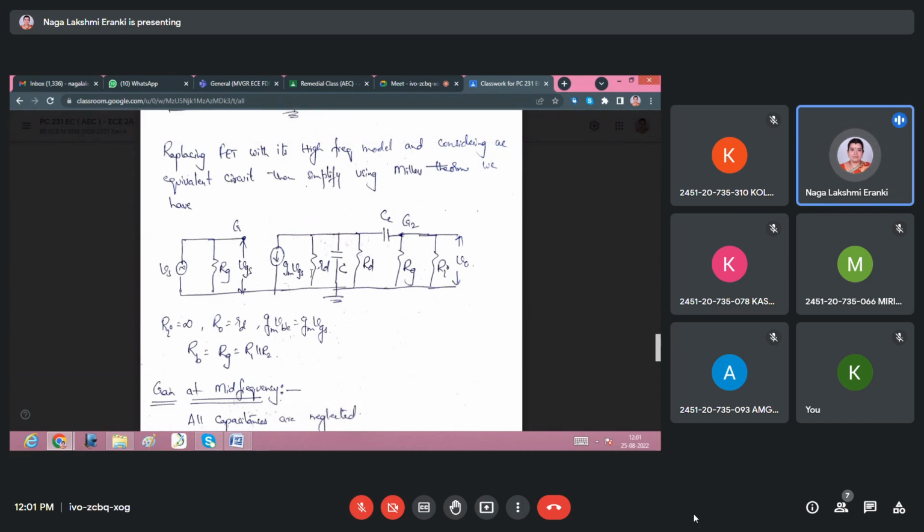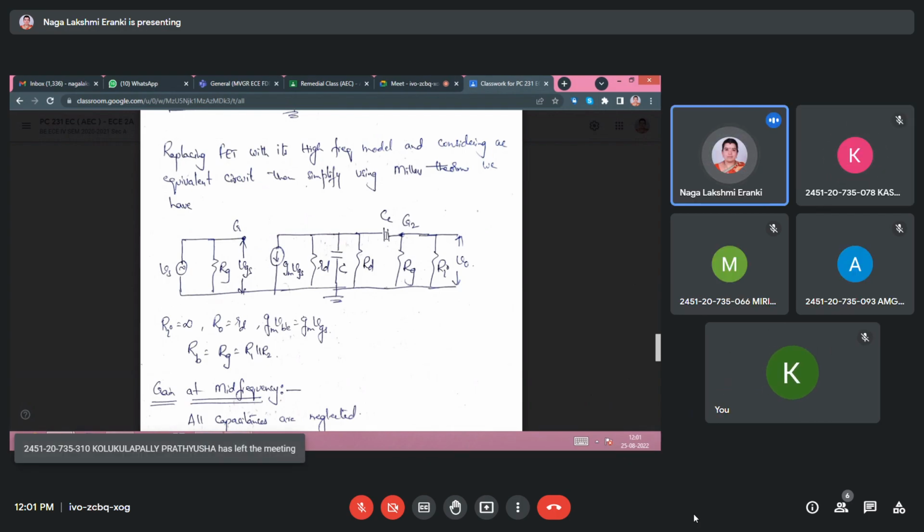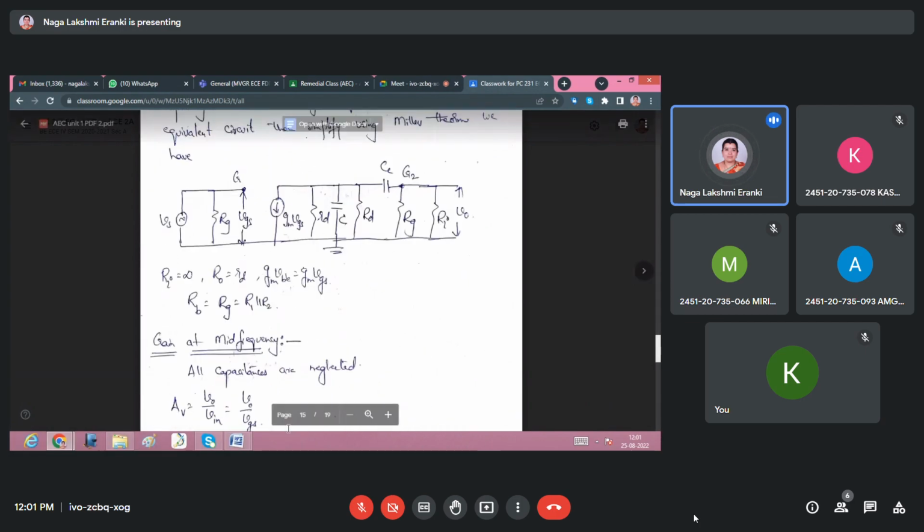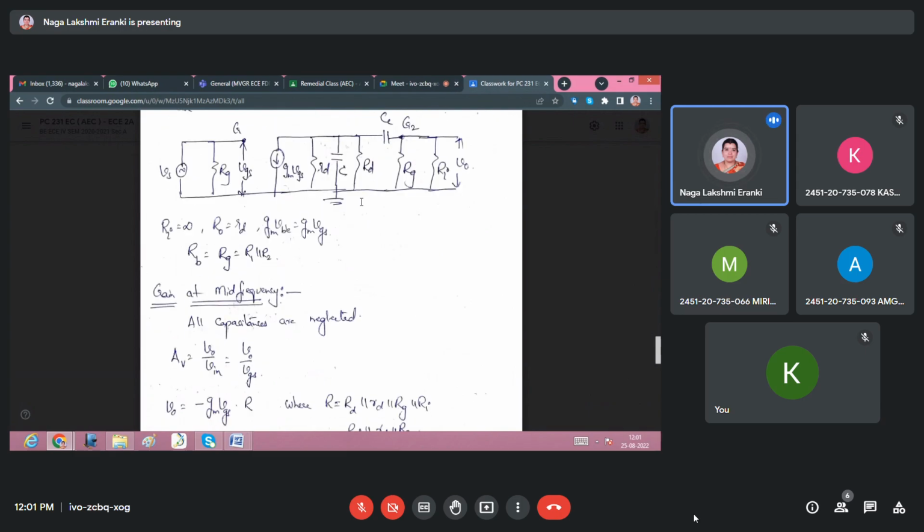So when we take the gain at mid frequency, these two capacitor effects will not be there. You have to remove these two capacitors and redraw the circuit. I have not redrawn this, but you have to redraw the given circuit by removing the capacitances. This C has to be removed, and this C has to be shorted. When we neglect all the capacitances, what is the gain of an amplifier? Gain of an amplifier is V0 by Vin, which is equal to V0 by VGS, right? So V0 will be equal to what?